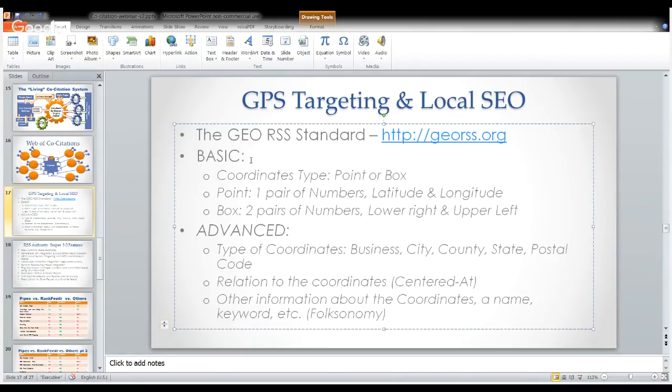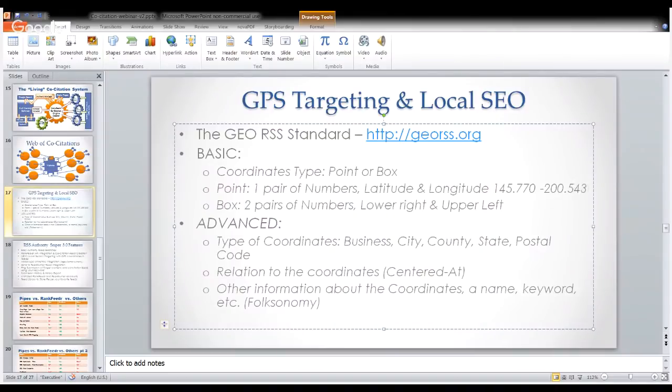Okay, so the first basic level is that you can choose a coordinates type. Coordinates type can be what they call a point or a box. A point is, say I'm standing right here. That point where I'm standing is composed of a latitude and a longitude number. Let's say I'm just going to make up some numbers. These are probably not going to make much sense. That would be my latitude, and my longitude would be maybe 200.543. So that would be where I'm standing in a single point. You notice that there's no comma in between them, just a space.